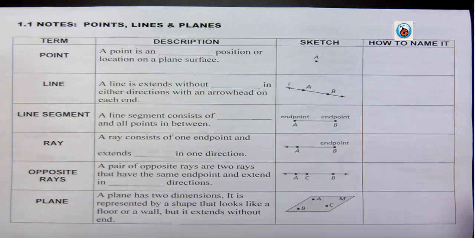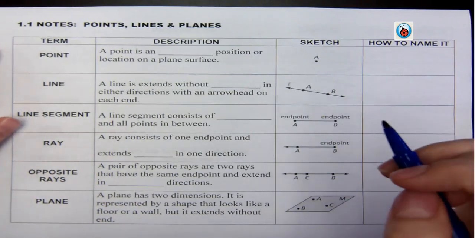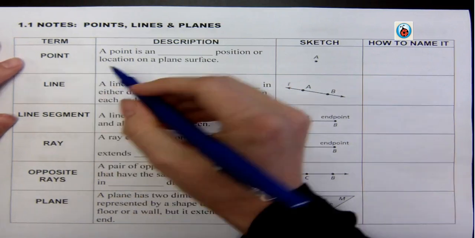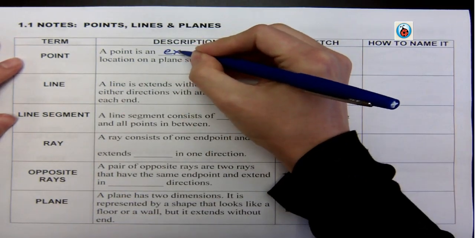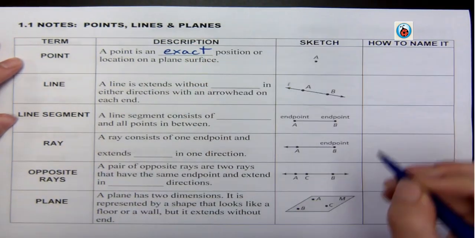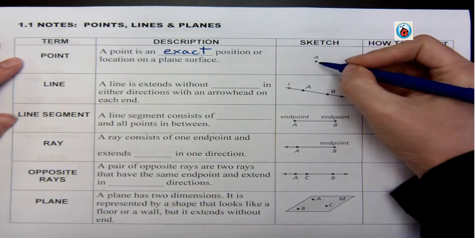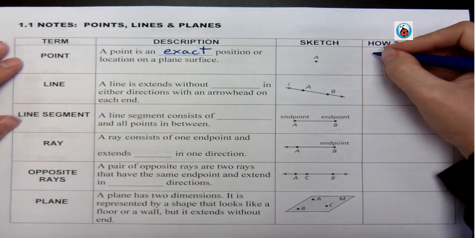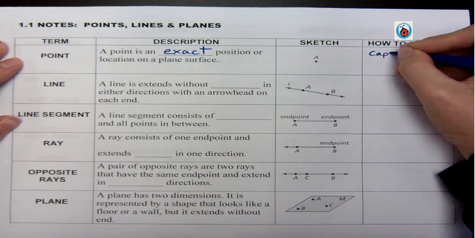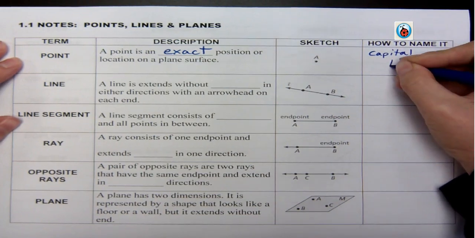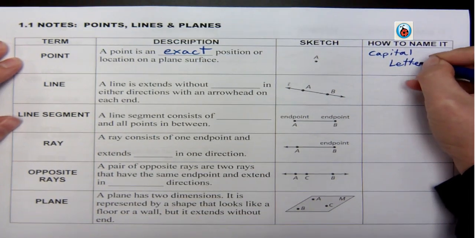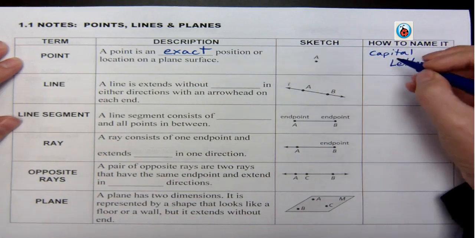Okay, so today we're going over basic vocab for geometry. So a point is just an exact location in space. It is drawn by a dot, and it's always labeled with a capital letter. So this would be labeled A.